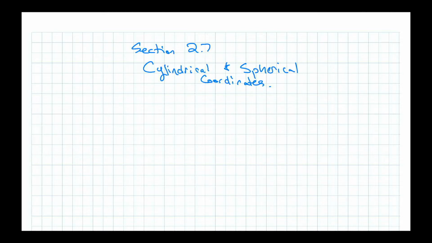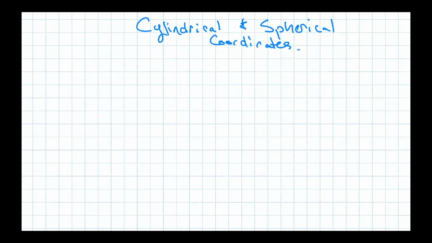So we're going to be doing section 2.7, which is on cylindrical and spherical coordinates. Now, I don't even want to say it because I'll probably jinx it and make it take twice as long. But I feel like this is a relatively simple topic, and we can do it in less than the hour and a half that a lot of these other lectures have been taking. So let's go ahead and talk about it.